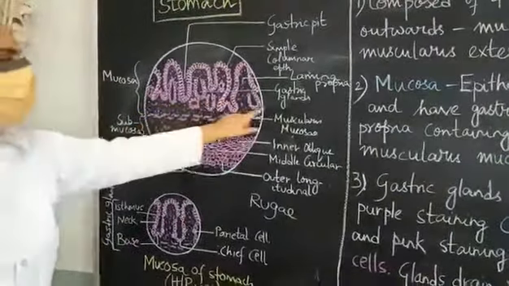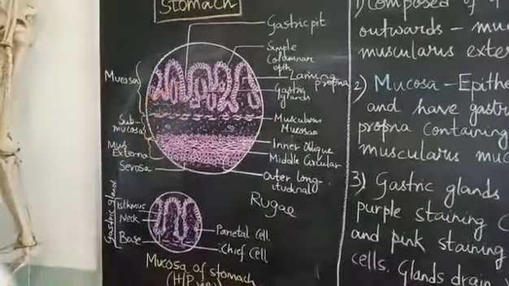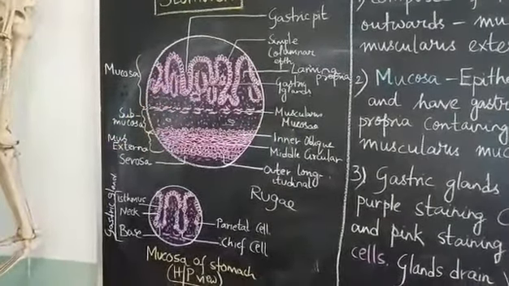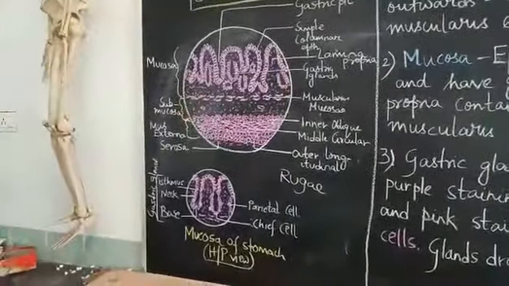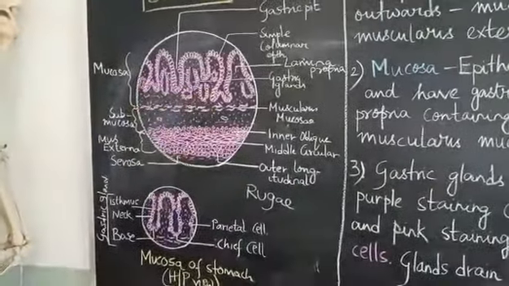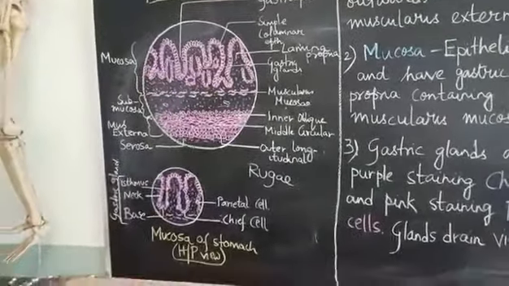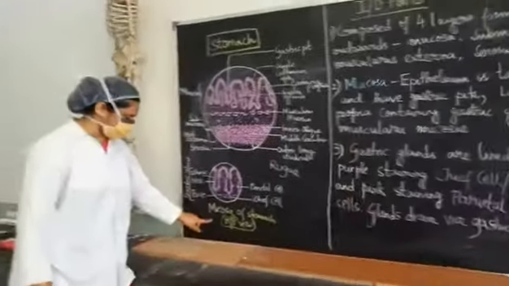with various gastric glands. Remember, the gastric glands open in the gastric pits. They open inside these gastric pits. Now come to these gastric glands. The wall of these gastric glands is lined by certain varieties of cells.